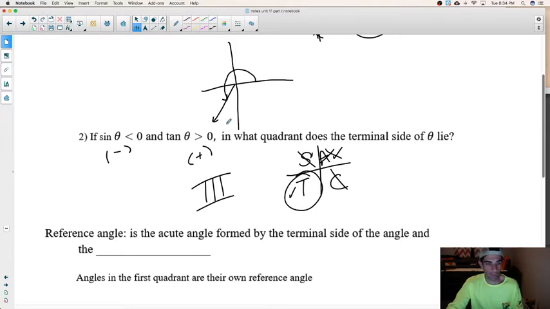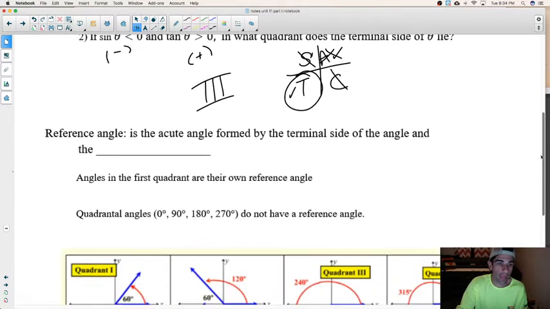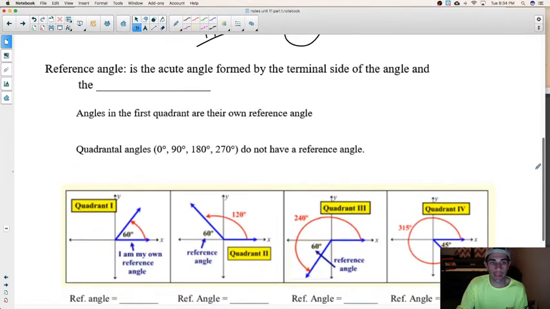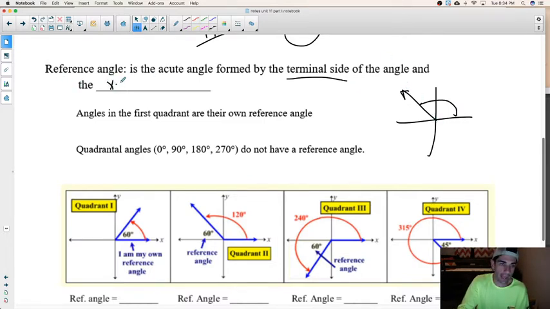All right. Okay, so the next review thing we have is reference angles, and that is an acute angle formed by the terminal side. Remember, terminal side is just where the angle ended when you draw an angle. So this would be considered the terminal side, and the x-axis. So the acute angle made from the terminal side and the x-axis, that would be right there. That's a reference angle.